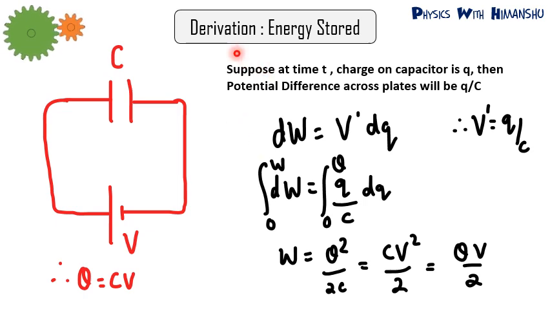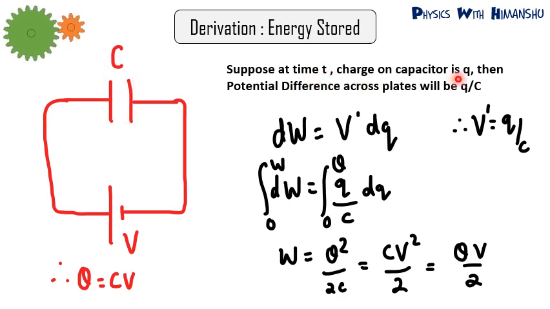So, see, the energy which is stored is called potential energy, because potential energy is a function of position, right? And kinetic energy is a function of motion. So, energy that is stored is called potential energy. When a capacitor gets charged, the battery supplies energy to this capacitor and some charge gets stored on this capacitor.